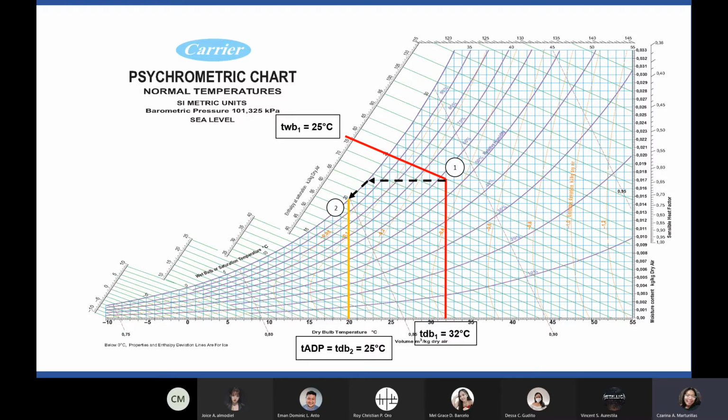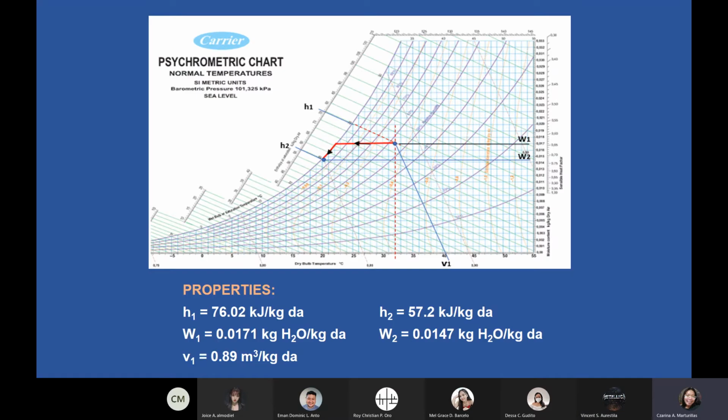So, it can be simultaneous. It is represented by this diagonal line inclined to the left and pointing down. And then after plotting it on the psychrometric chart, we can determine the properties right away, no? So that we can already solve what is asked in the problem. For the properties, it is very important to get the enthalpy, the specific humidity, and the specific volume for the state 1 of air.